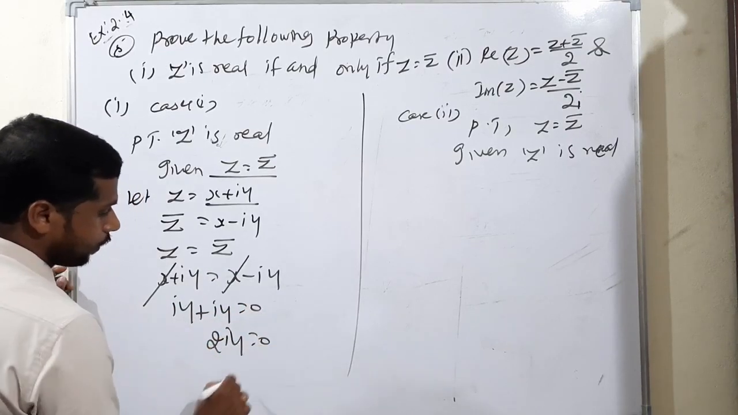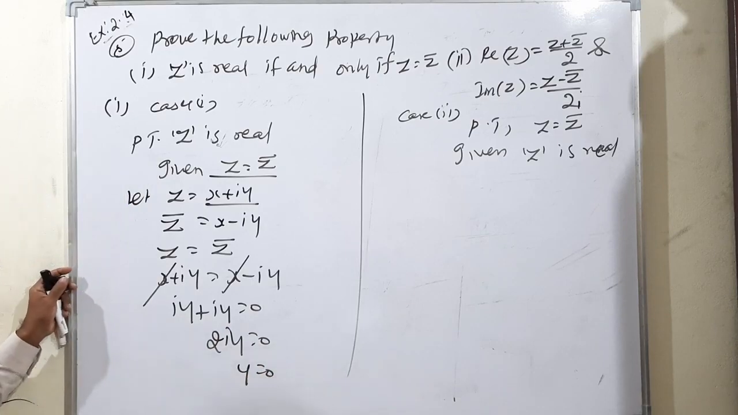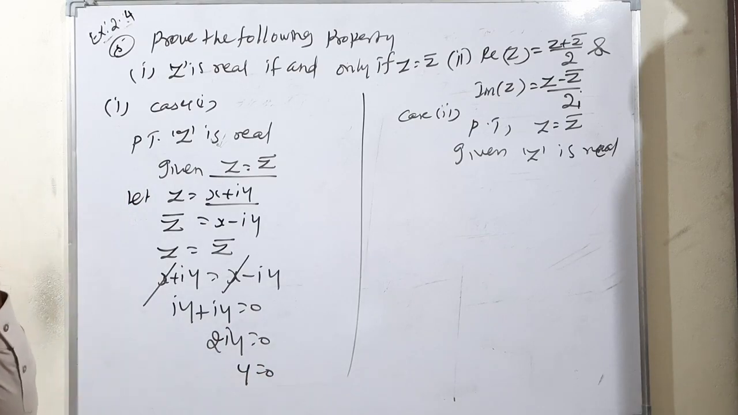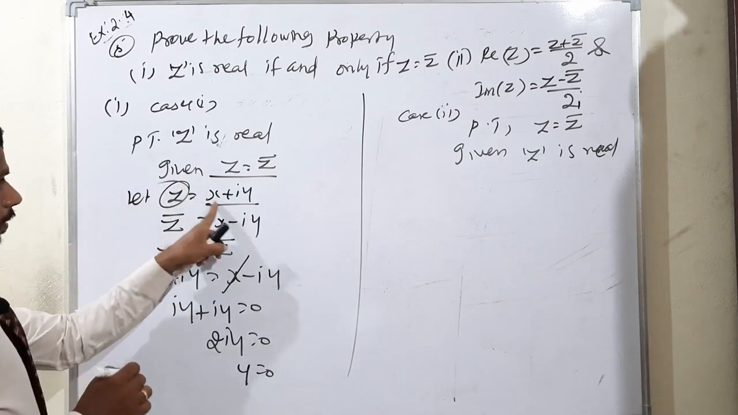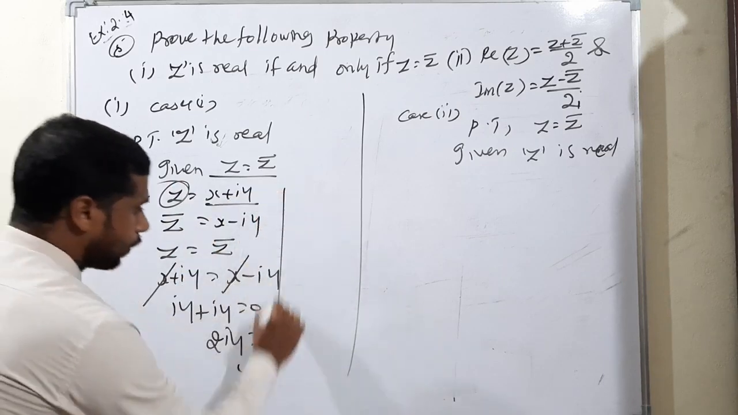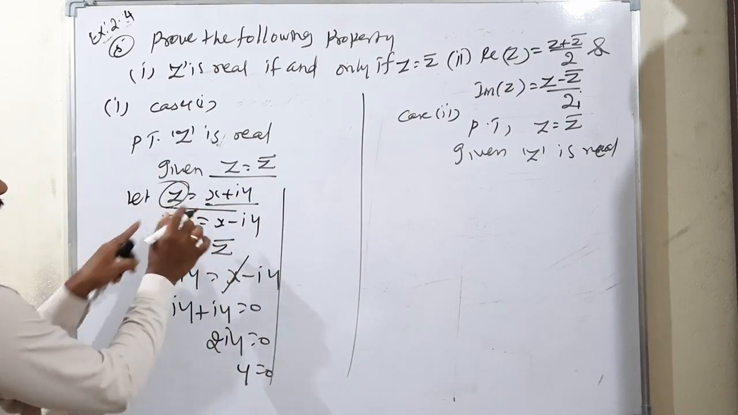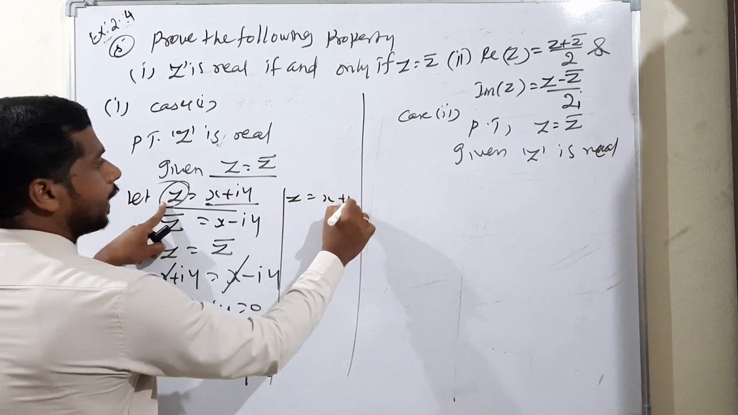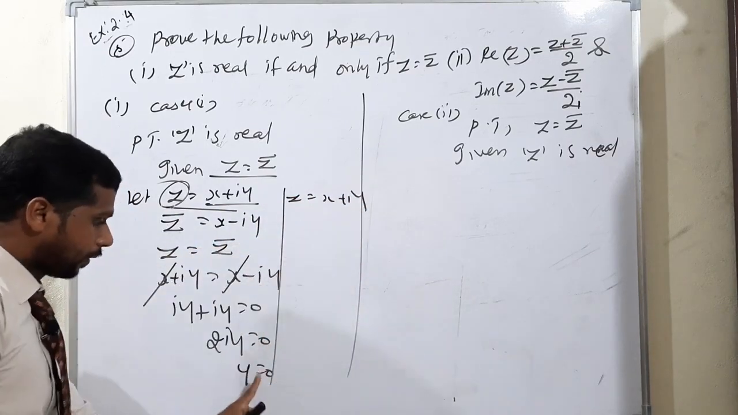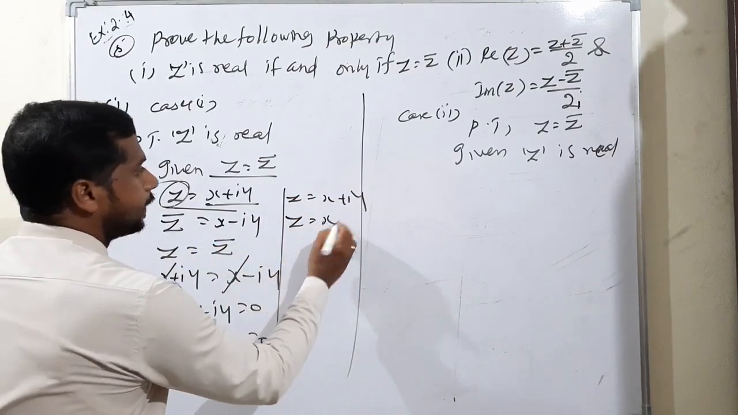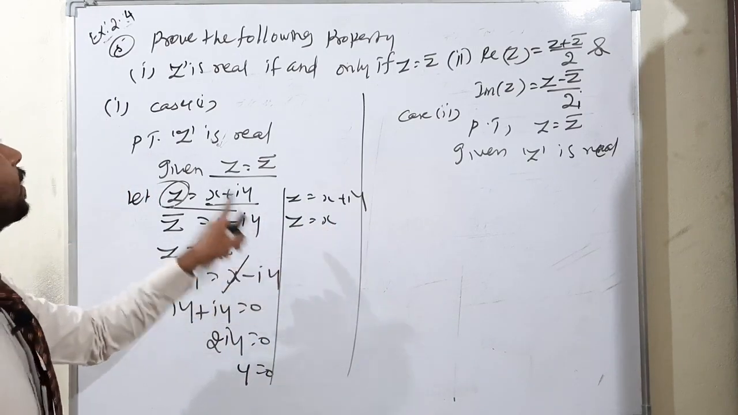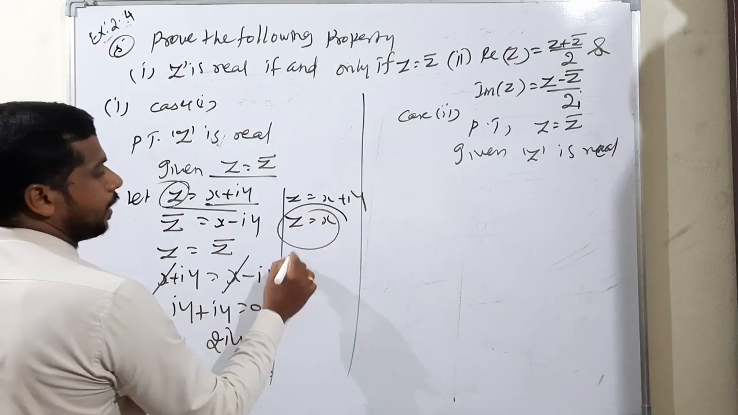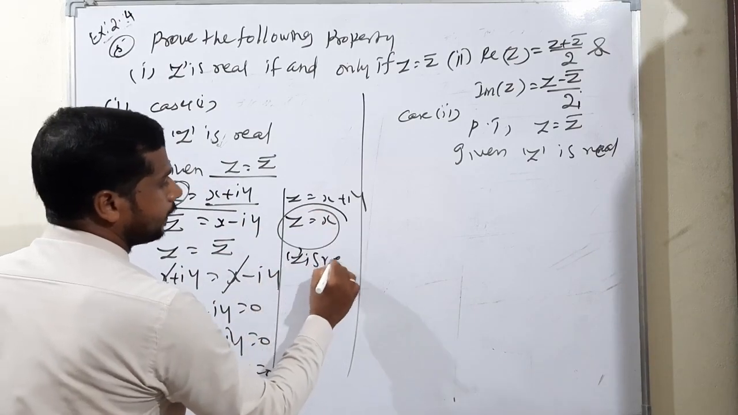Therefore, y is equal to 0. When y is equal to 0, that means x is real. Look at this: we have taken z is equal to x plus iy. Instead of y we can apply 0, so definitely z is equal to x. When you get z is equal to x, z is real. Therefore, the first condition is clear: z is real.